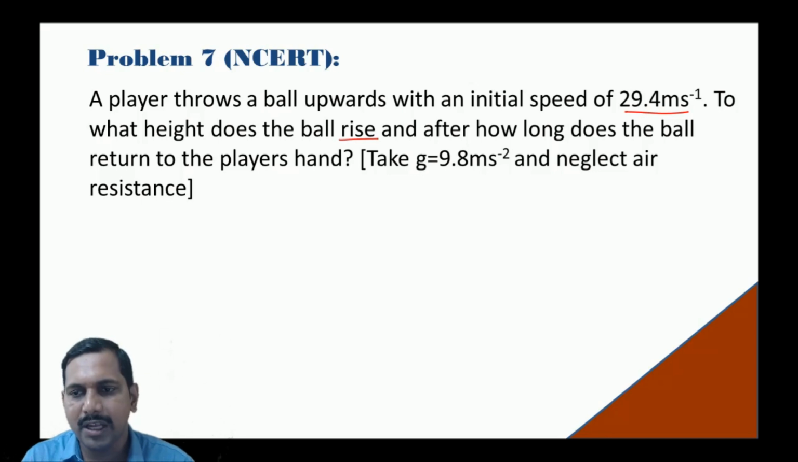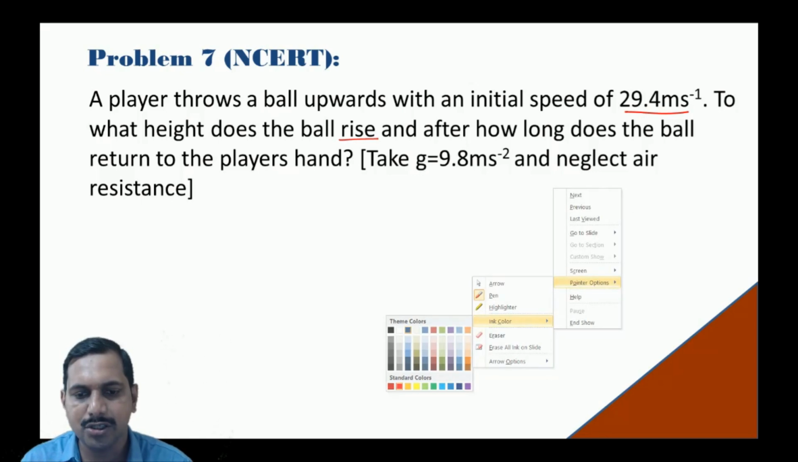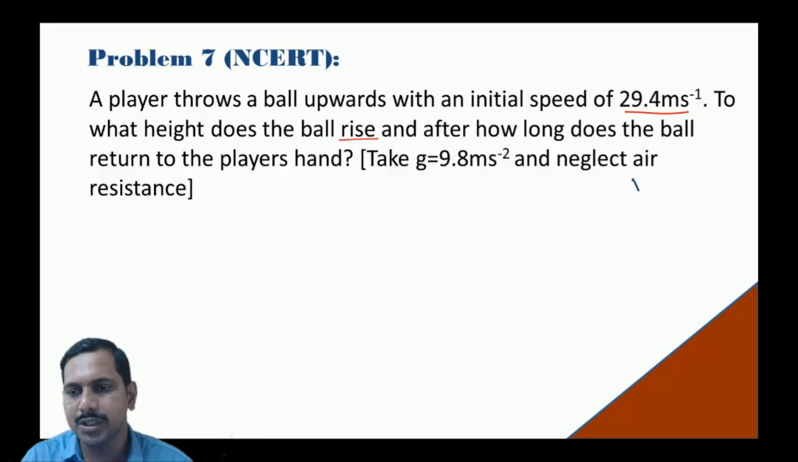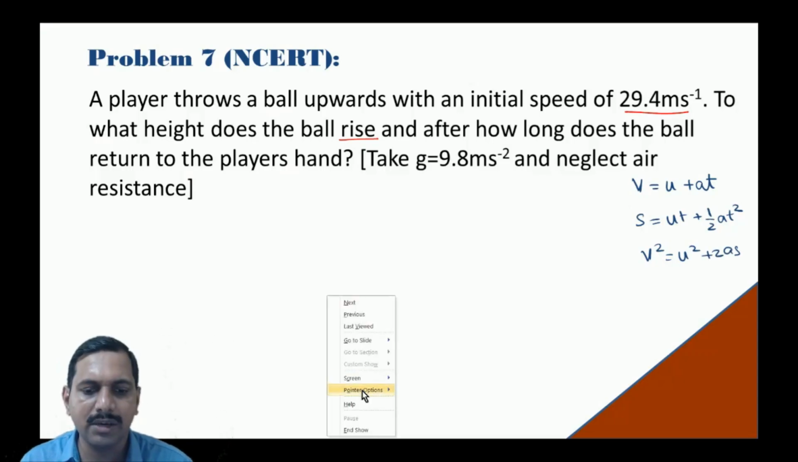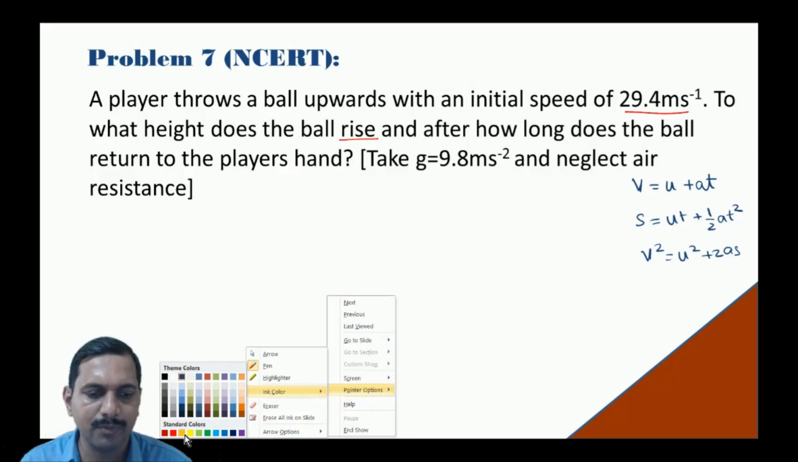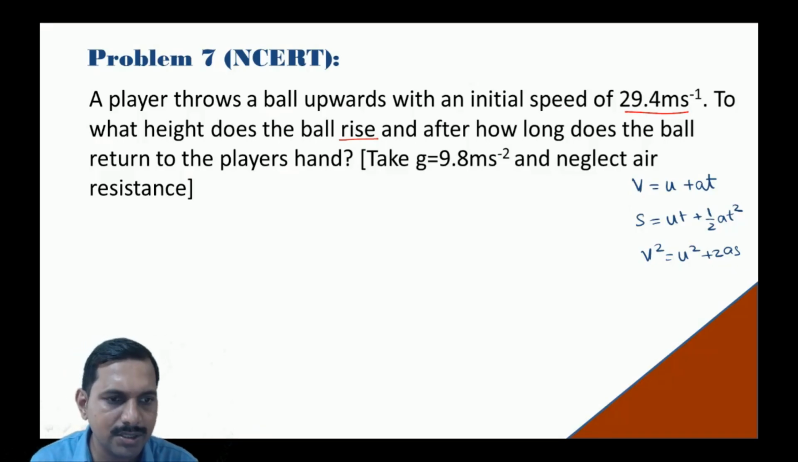Now, first of all, we have to write the equations of motion. The equations of motion are v = u + at, then s = ut + half at square, and the third one, v square = u square + 2as. Now, what is given in this problem, let us see.